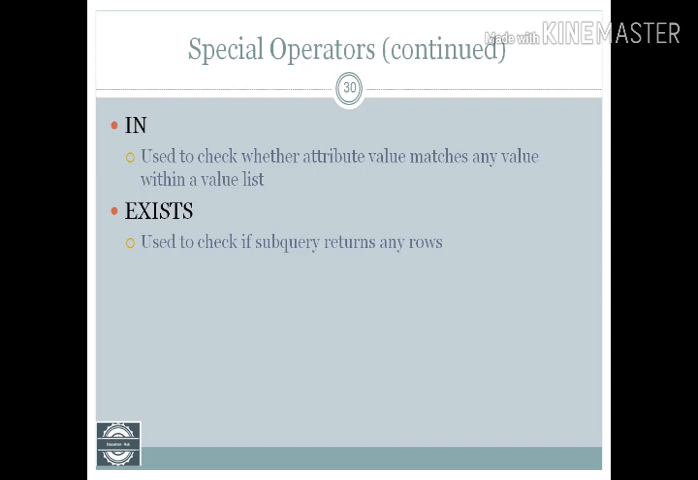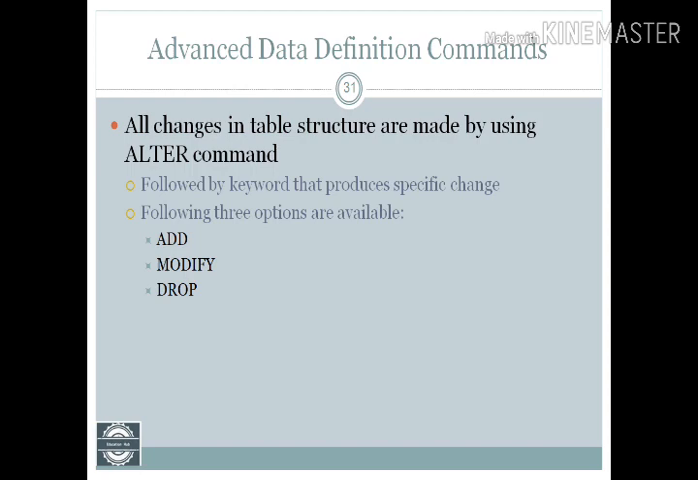IN checks whether the value exists within the sublist given by the subquery. IN and EXISTS show you that if the subquery returns some value, and in between that value exists which satisfies our condition, then only it applies.